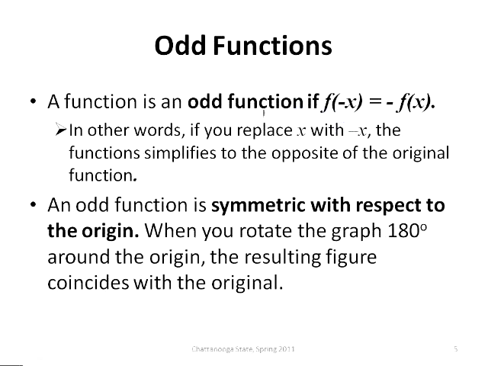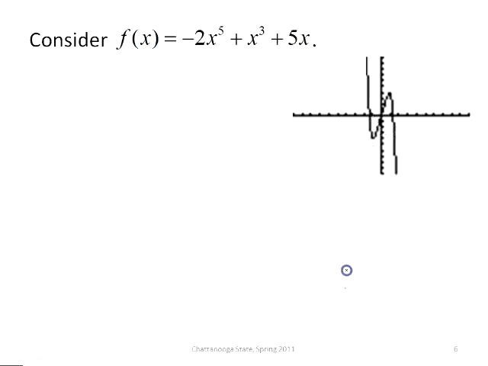If we look at odd functions, an odd function is symmetric with respect to the origin. So it has a different kind of symmetry. And with an odd function, if you replace the x with a negative x, you don't get the same as the original function, but you get the opposite of the original function. So here, if you change the sign of x, it will also change the sign of the y.